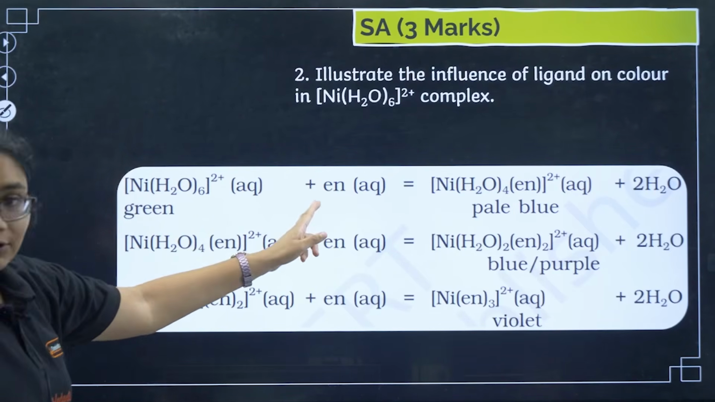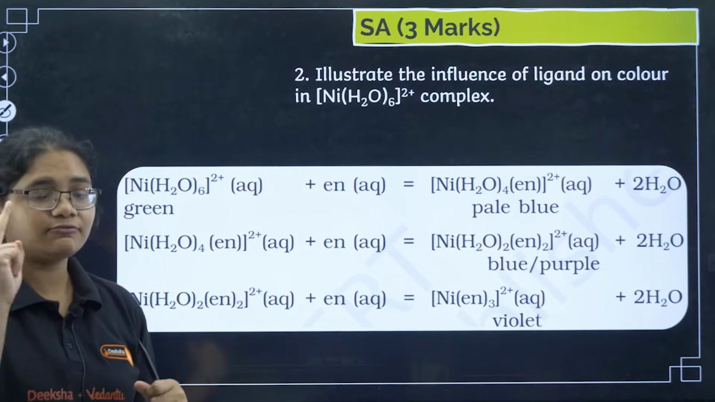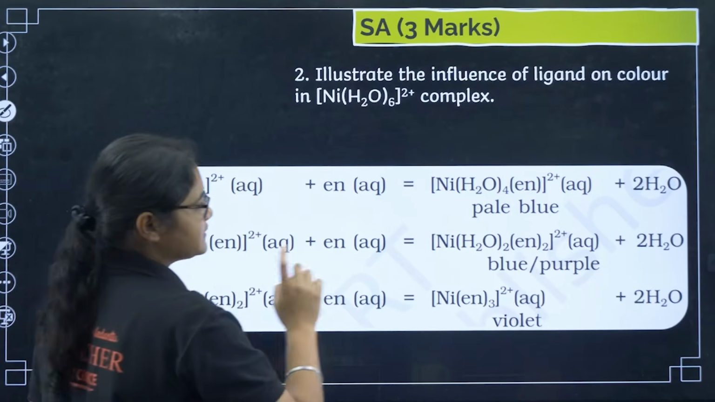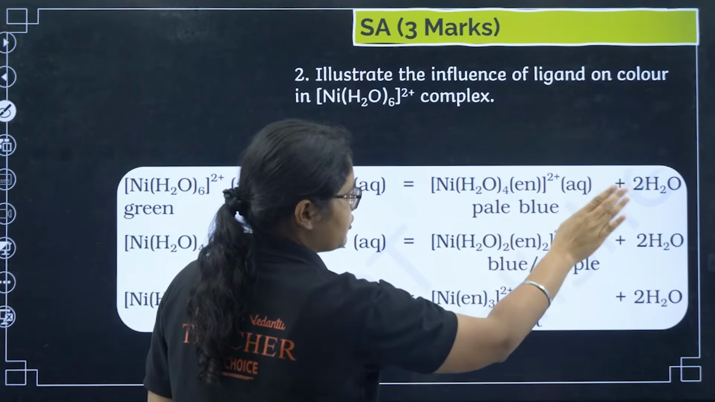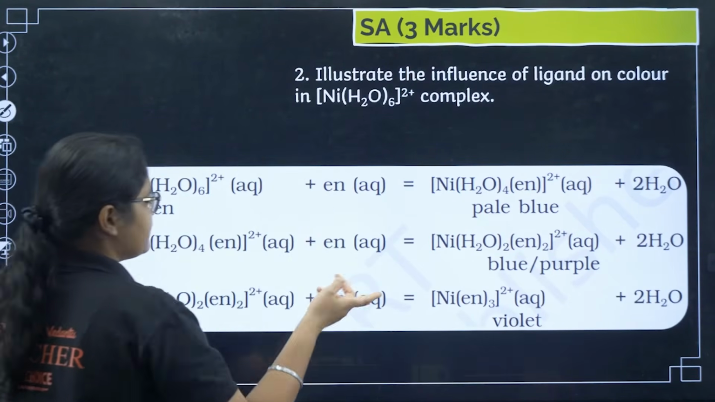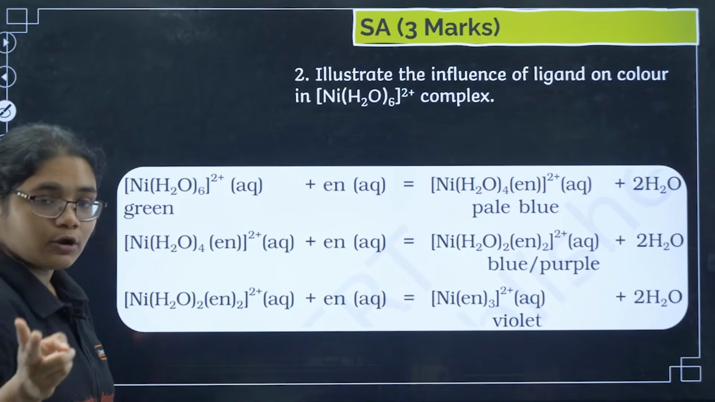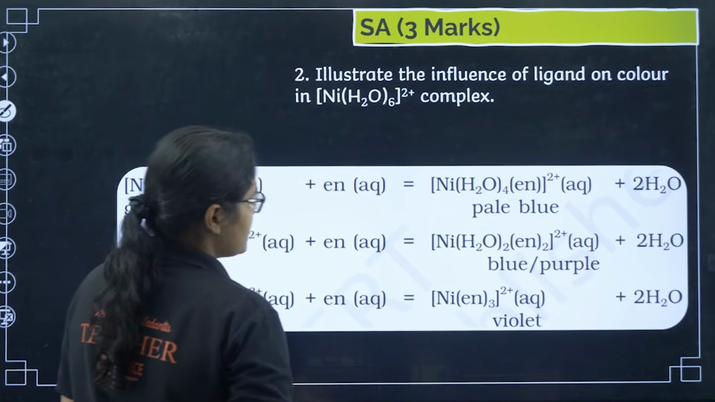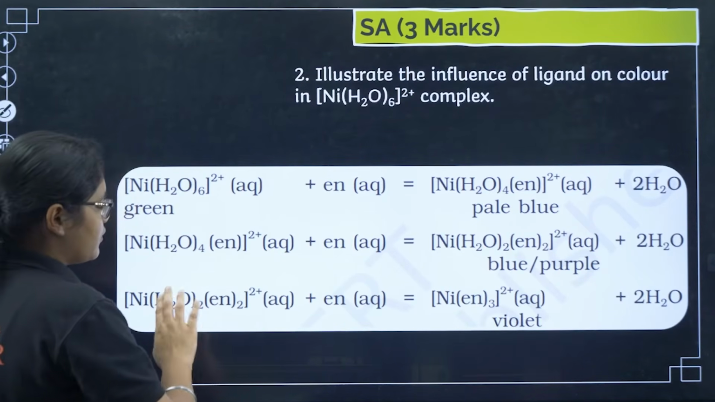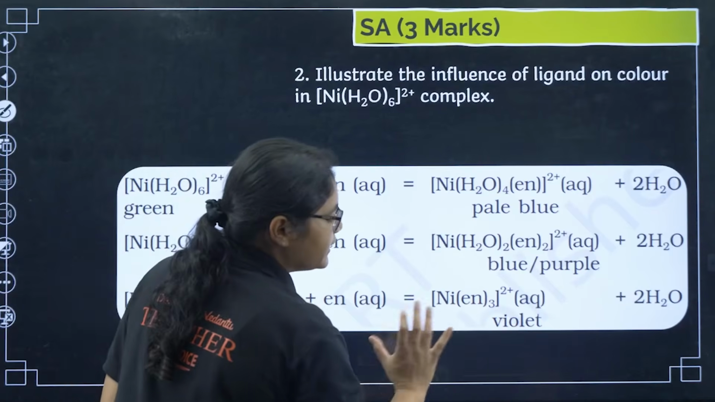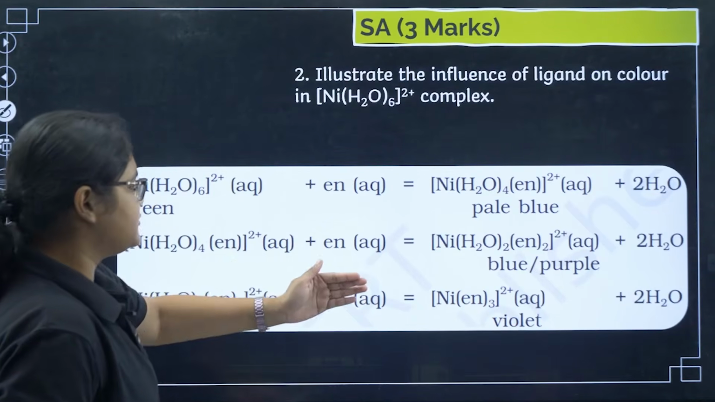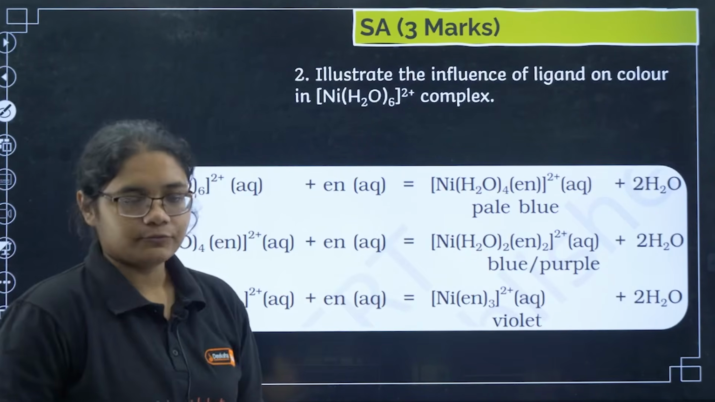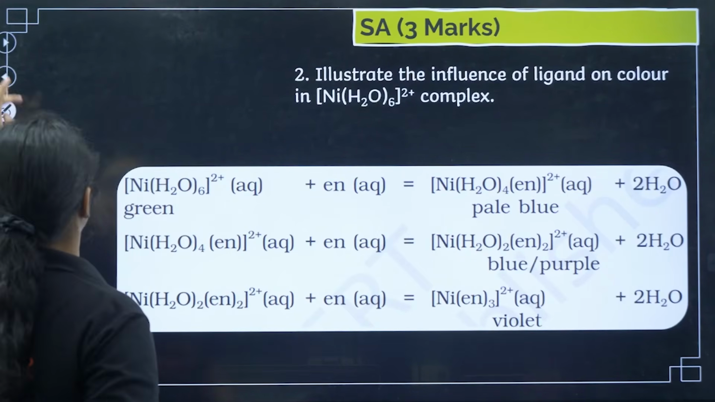Now when you add en to that, 1 en will form 2 bonds. So 2 H2O will go out and 1 en will replace them. Now if you add another molecule of en, another 2 H2O will go, so we will have just 2 H2O and 2 en. Then again you add en, so that all the H2O is removed and you have only Ni(en)3. So the color changes from green to pale blue, then blue-purple and then violet. You have to write this equation only in this question.